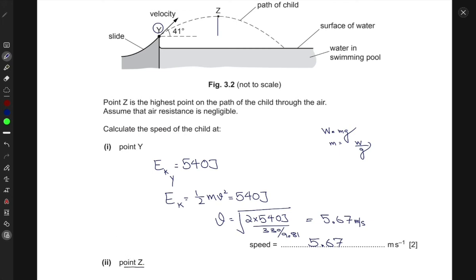How about at point Z? What would be his speed when he is at point Z? When he's at point Z, the only velocity that he has is the horizontal velocity, because that's the maximum height where his initial vertical velocity goes to 0, because the direction of its path changes, which means that the only velocity he'll be having is the horizontal component of velocity at point Y. So we can figure that horizontal component of velocity at point Y because we have 41 degrees angle as well.